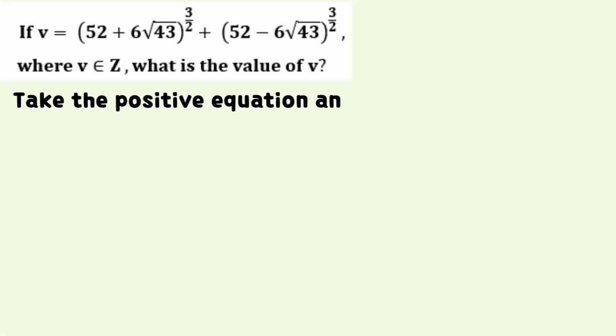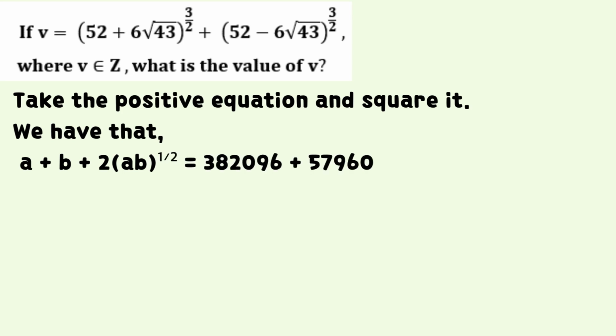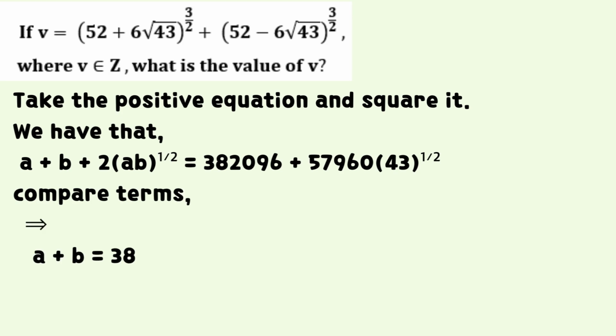Take the positive equation and square it. We have that the sum of a and b and the product of 2 and the square root of a and b equals the sum of 382096 and the product of 57,960 and the square root of 43.